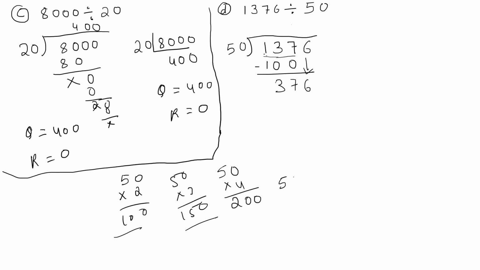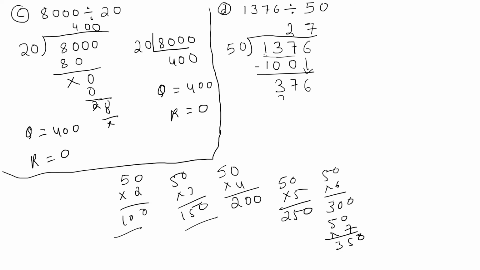Now 50 into 4 is equal to 200. So now 50 into 5 is equal to 5 5s are 25, so 250. 50 into 6 is equal to 300. 50 into 7 is equal to 350. So 350 we can take here. So here 2, here 7. So 350. So 0, 6, and here 2. So now 26 we cannot divide because 26 is smaller than this 50. So 26 will become our remainder, and this 27 is your quotient.